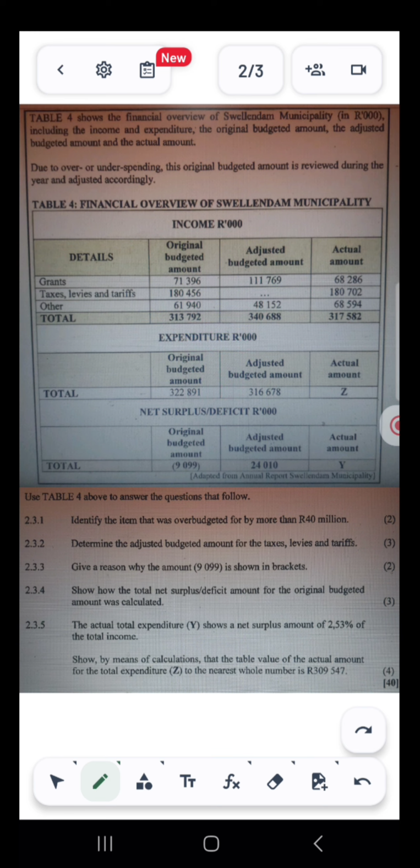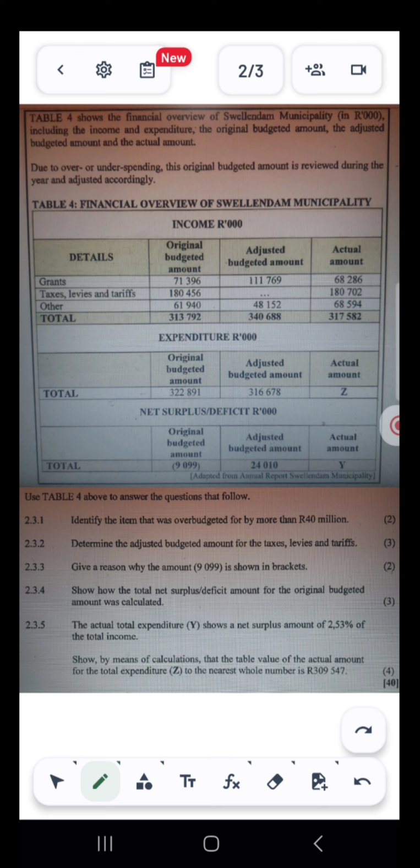Okay. Now we can start with the first question. The first question says, use table 4 above to answer the question: identify the item that was over budgeted for by more than 40 million. Now, if you go back, right? We are looking for something that was over budgeted for by more than 40 million.